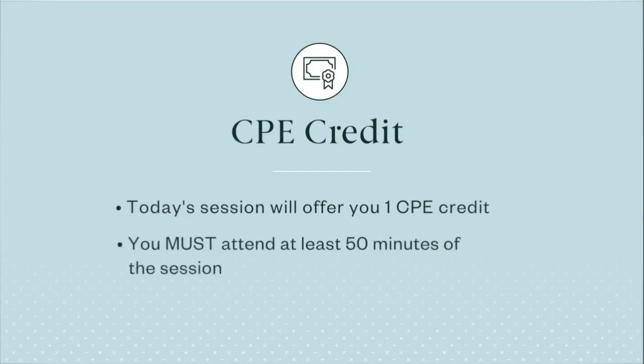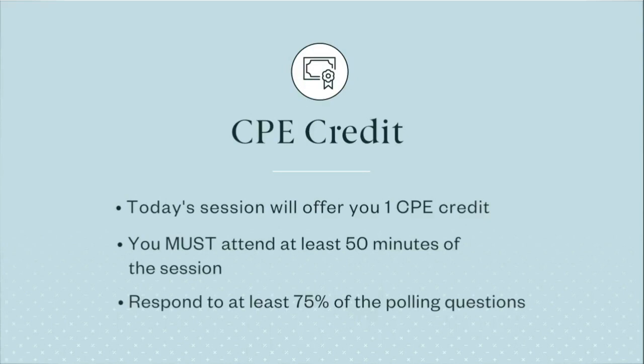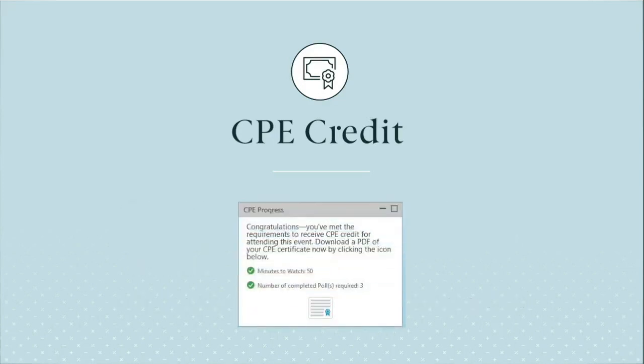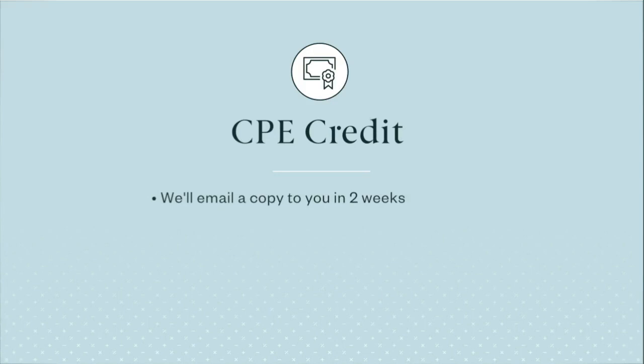You must attend at least 50 minutes of the session and respond to at least 75% of the polling questions, which we'll ask throughout today's presentation. To respond to a poll, click the button next to your answer. We'll track your progress and alert you when you've earned CPE credit. You can then click the certificate icon in the CPE Progress widget to open a PDF file that you can save to your computer. Don't worry if you can't download your PDF certificate today. We'll email a copy to you in 2 weeks.